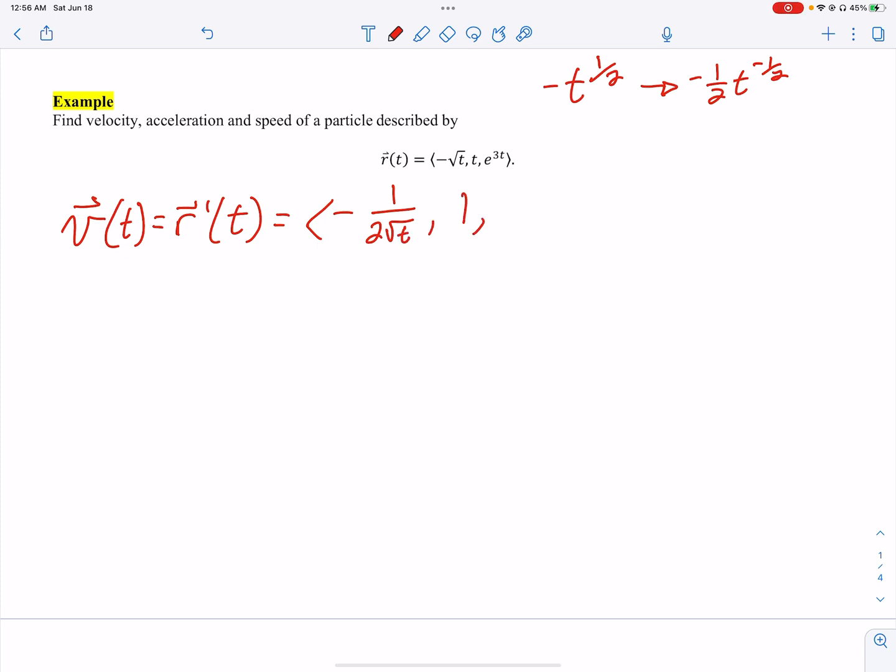Derivative of t is 1. Derivative of e to the 3t is 3e to the 3t. Now we wanted to find acceleration.